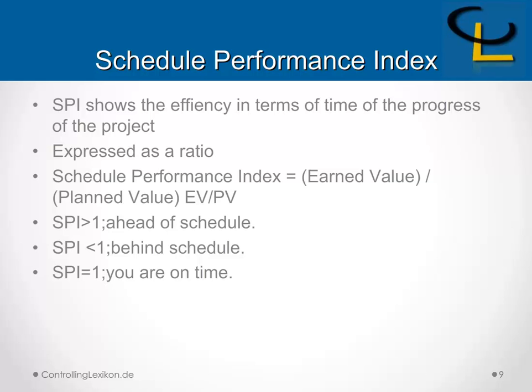If the result of the schedule performance index is greater than 1, it means you are ahead of schedule. If the result of schedule performance index is less than 1, it means you are behind schedule. And if the result of SPI is equal to 1, you are on time.